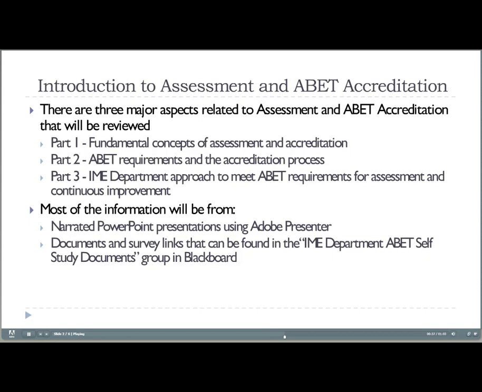Now, most of the presentation's information will be presented here in the narrated slides, but there will be reference to documents that can be found in Blackboard in the group called IME Department ABET Self-Study Documents, and many of those are links to the surveys that we've been using to collect data.